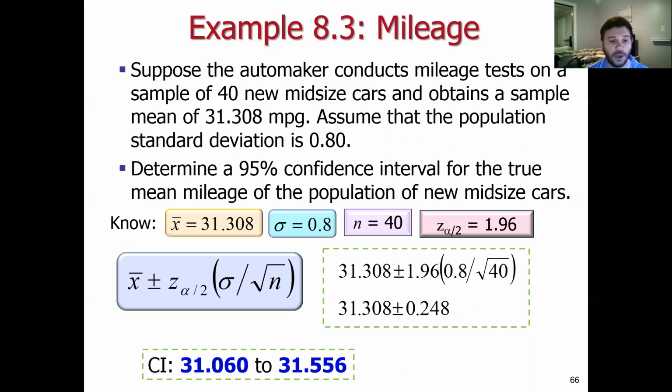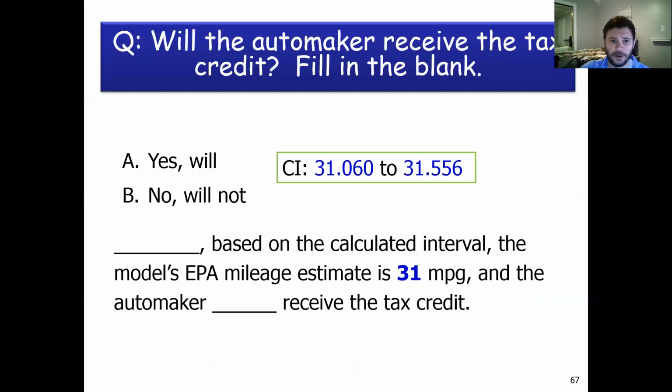Now you'll notice the lower bound is still above the 31 mileage threshold. And it was the lower bound that they were going to round down to make sure that we were above. So note that our confidence interval here does actually qualify this particular automaker for that tax credit. The lower bound is above that 31 miles per gallon threshold set by the EPA. Something to think about.